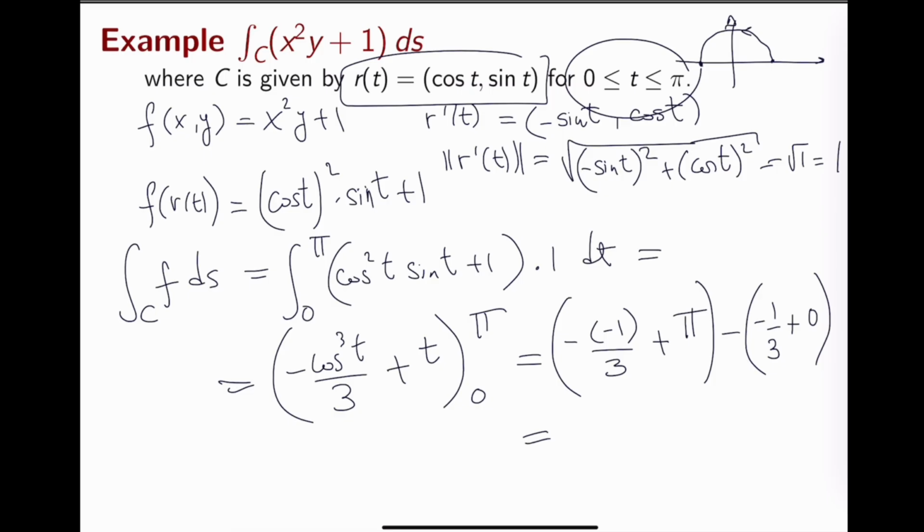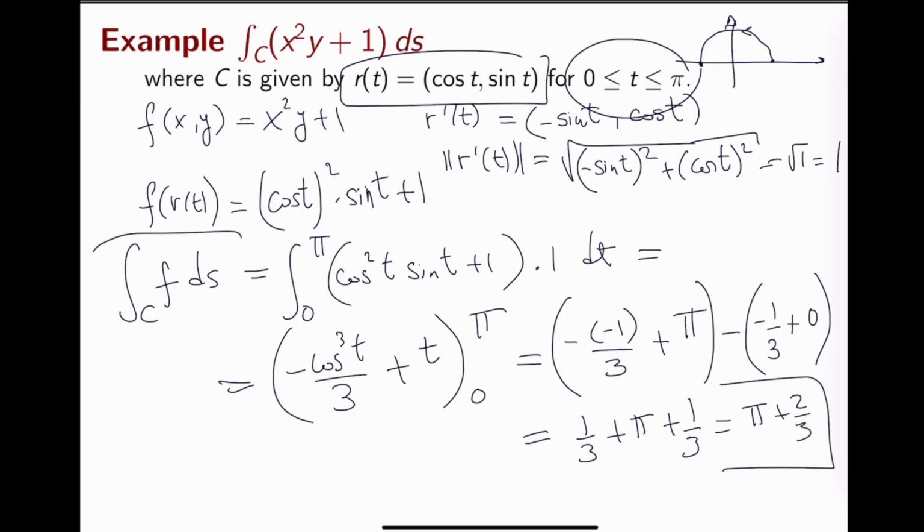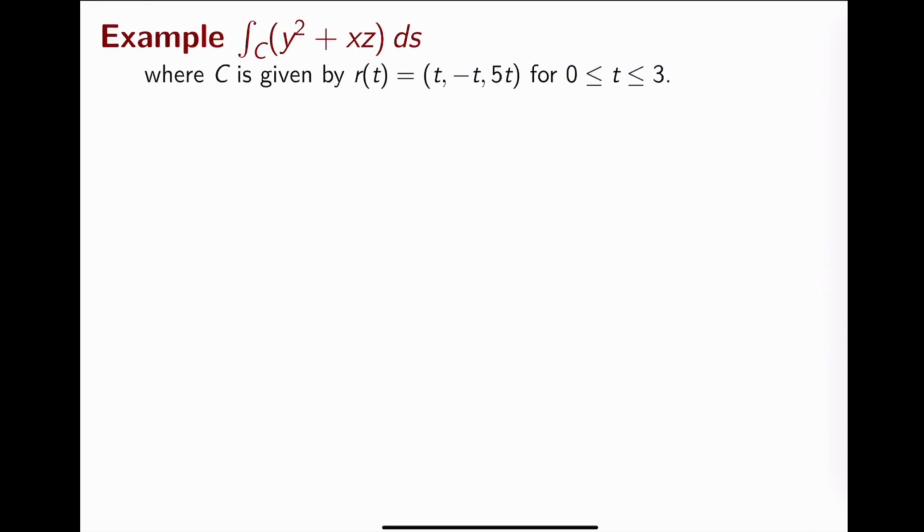Okay, so here we get that this is equal to 1/3 plus pi plus 1/3. At the end of the day, this is equal to pi plus 2/3. So this is then the line integral of this function over this semicircle. So let's do another example where the function has a domain in R3 instead of R2, and the curve is also a curve in R3.